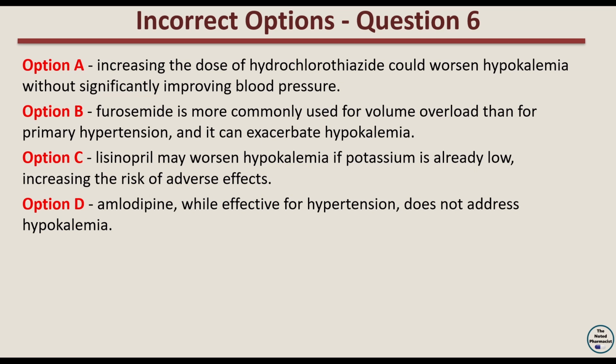Option A is incorrect because increasing the dose of hydrochlorothiazide could worsen hypokalemia without significantly improving blood pressure. Option B is incorrect because furosemide is more commonly used for volume overload than for primary hypertension, and it can exacerbate hypokalemia. Option C is incorrect because lisinopril may worsen hypokalemia if potassium is already low, increasing the risk of adverse effects. Option D is incorrect because amlodipine, while effective for hypertension, does not address hypokalemia.